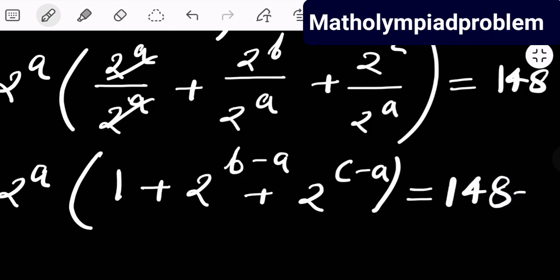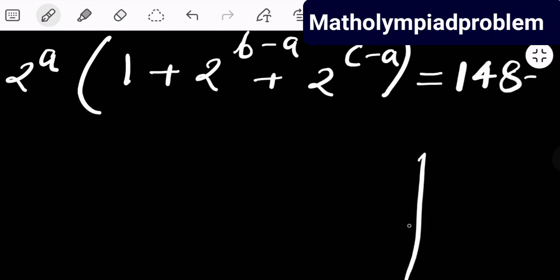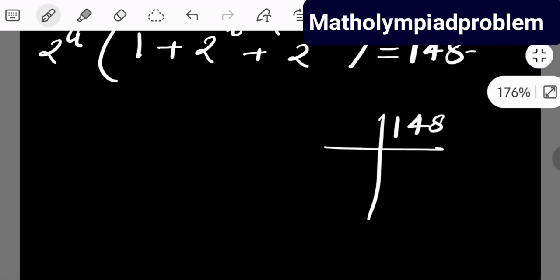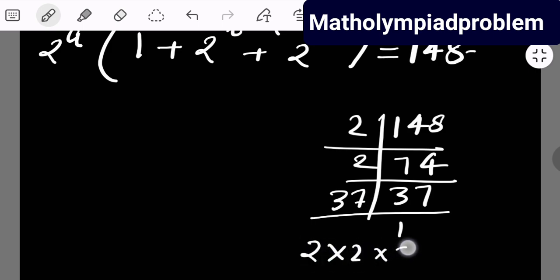Now it's time to find the factors of 148. So 148, we start to divide by 2. I think 74, again divide by 2, 37. 37 is a prime number, so no further division. So we have the factors 2 multiply 2 multiply 37. So these are the prime factors for 148. Just use it.